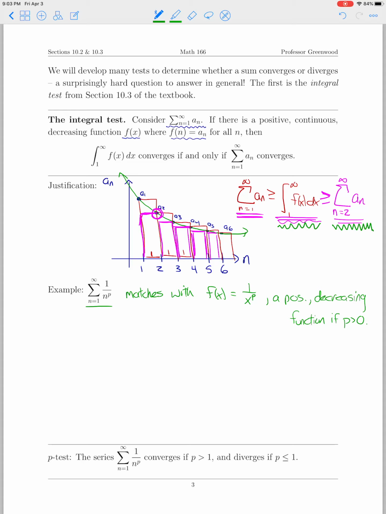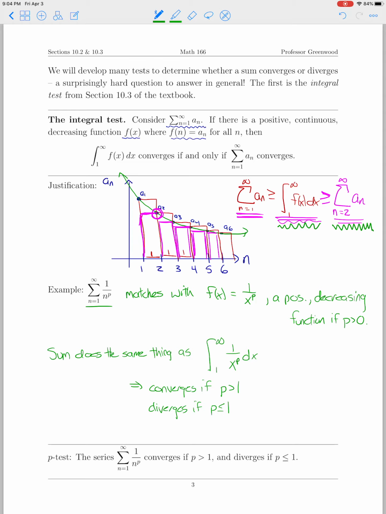Okay, and so now that means that the sum does the same thing as the corresponding integral. And so that's the integral from 1 to infinity of 1 over x to the p dx. But this is an integral that we already looked at when we talked about improper integrals. And we know that this integral converges if p is strictly greater than 1, and it diverges if p is less than or equal to 1.